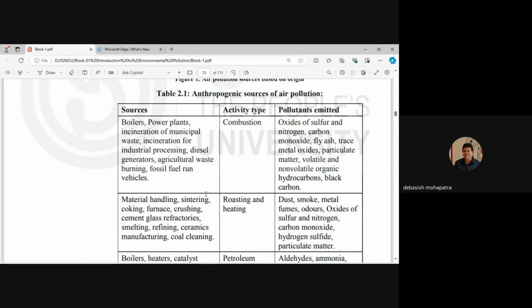So these are the anthropogenic sources of air pollution: boilers, power plants, incineration of municipal waste, incineration from industrial processes, diesel generators, agricultural waste, and burning fossil fuel in vehicles. Next, activities, combustion and the pollutants emitted. What are the pollutants emitted? Oxides of sulfur and nitrogen, carbon monoxide, fly ash, trace metal oxides, particulate matter, volatile and non-volatile organic hydrocarbons, and black carbon. This is how, due to which activity it is produced, and these are the pollutants which are emitted.